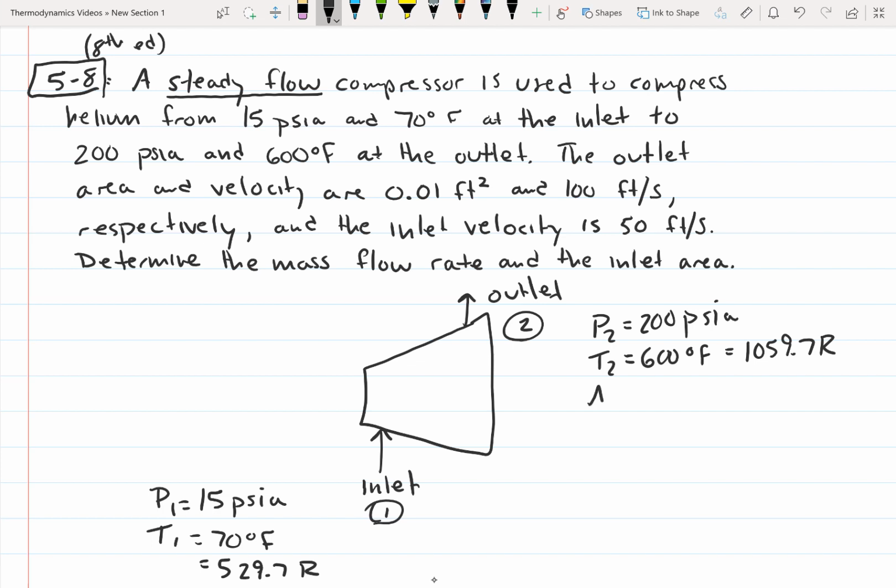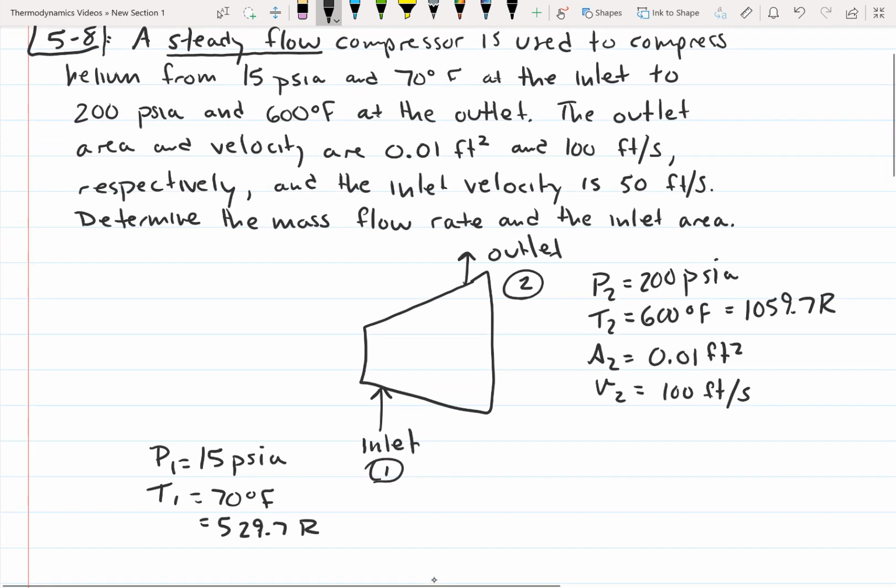So the outlet area is 0.01 feet squared. The outlet velocity is 100 feet per second. And then it tells us the inlet velocity, so V1 is 50 feet per second. And then it wants us to determine the mass flow rate and the inlet area. So I'm going to put A1 is equal to question mark.